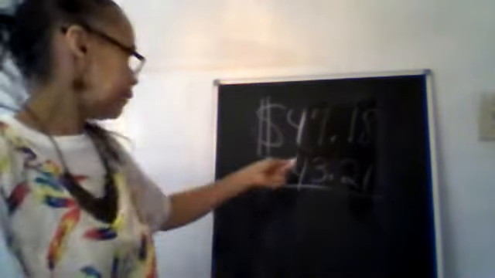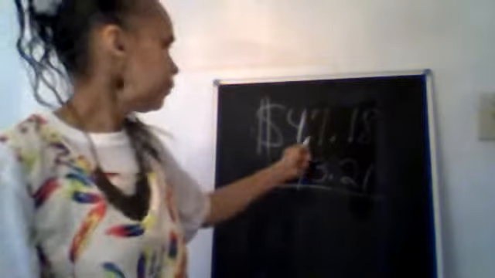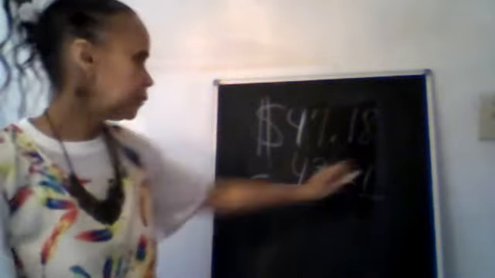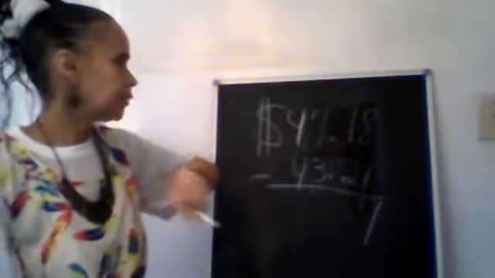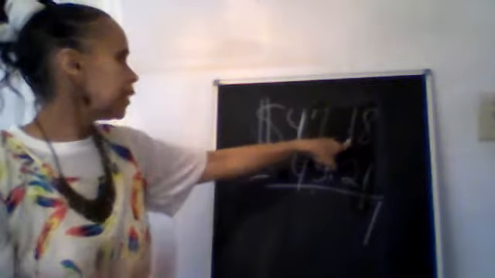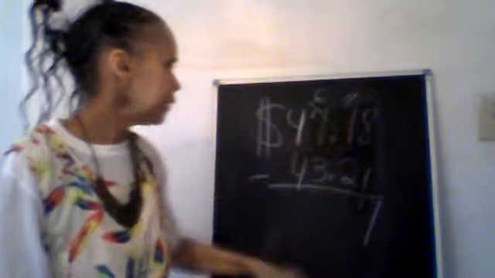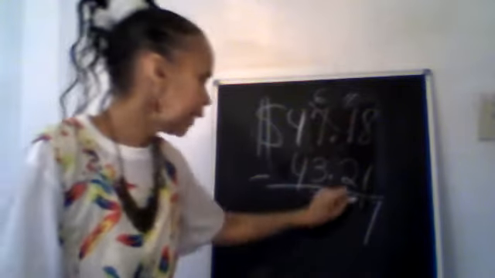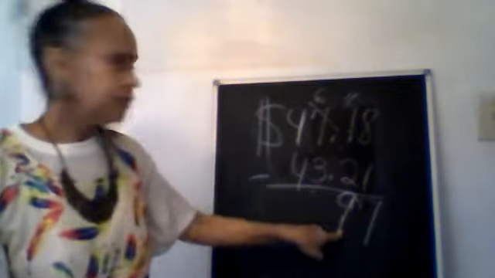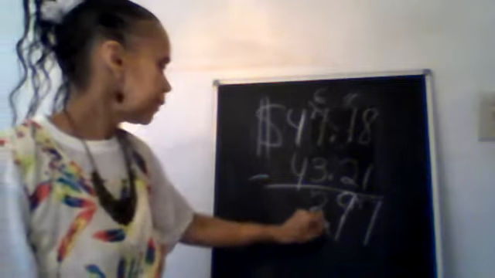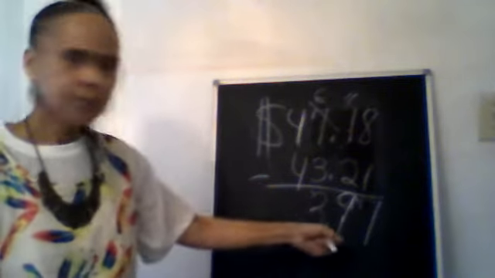So we have 47.18 minus 43.21. So 1 from 8 is 7. 2 from 1 you cannot take. So what we have to do, we have to borrow 1 from the next column over here. We make that a 6 and make that 11. So 2 from 11 is going to give me 9. And then 3 from 6 is going to give me 3. So the answer is going to be $3.97.